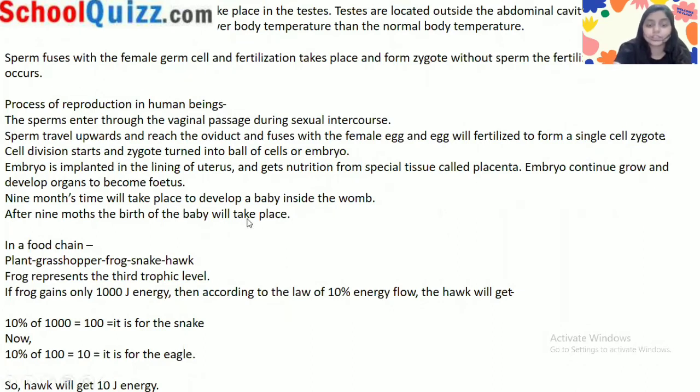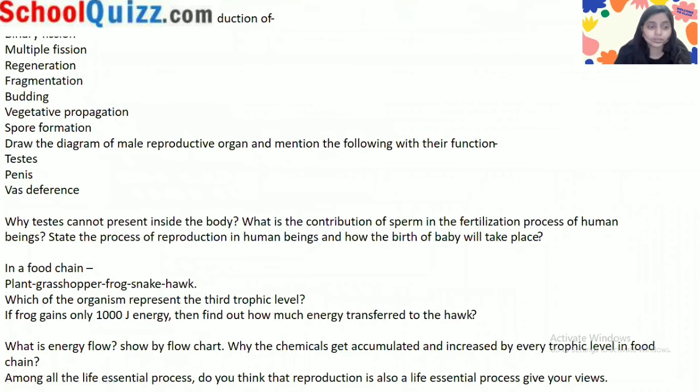So let's move to the next question. So what is energy flow? This is the first question, this is the second question, this is the third question, this is the fourth, and this is the fifth and sixth. So these are not one question. This is different, right?